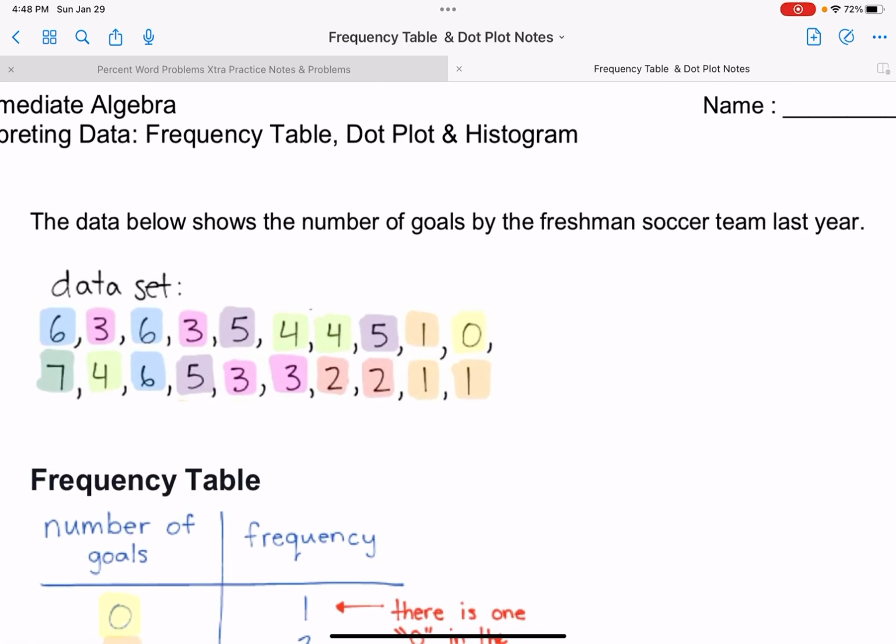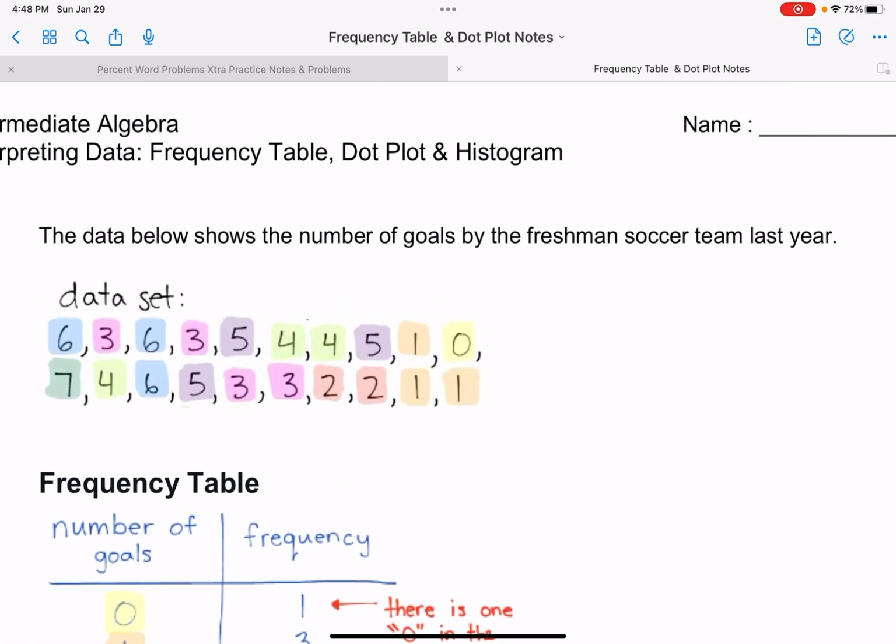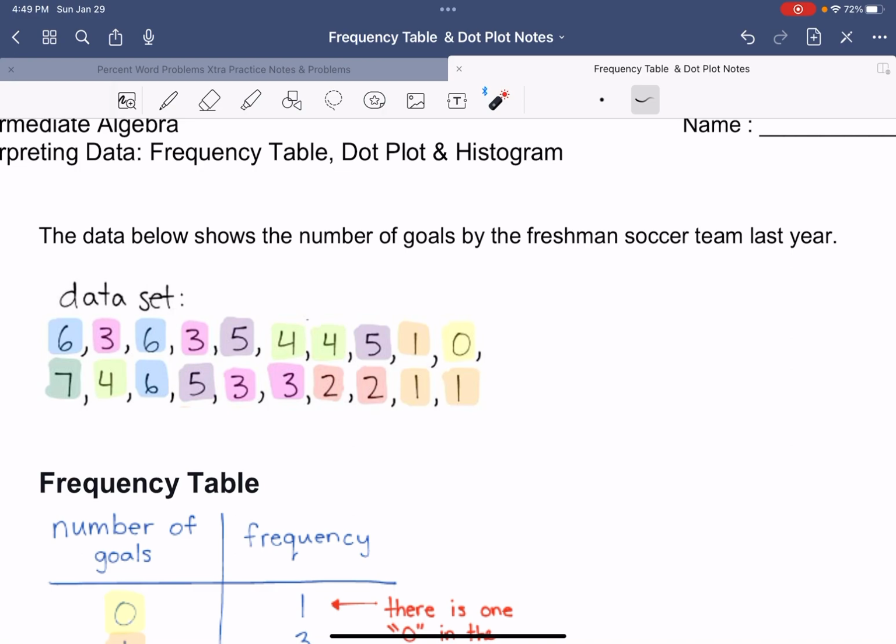All right, so the very first thing we want to look at is the data set for the frequency table. At the very top, it says the data shows the number of goals by the freshman soccer team last year. So I'm looking at this and I'm saying, okay, what do these numbers mean? It says it's a data set, but the data set is actually the number of goals. And each one of these numbers represents a game.